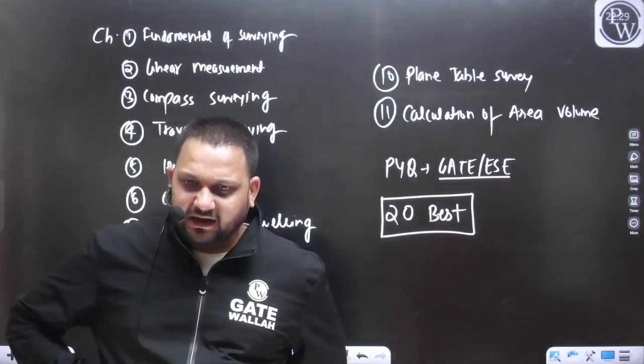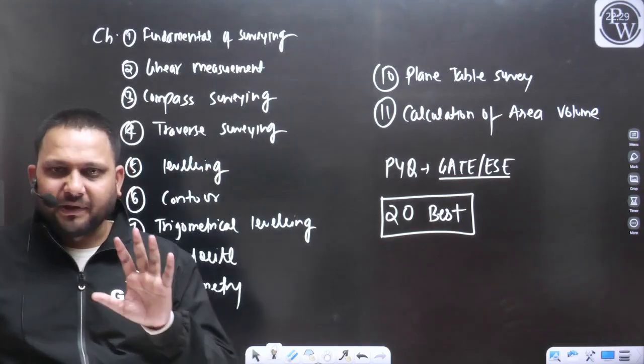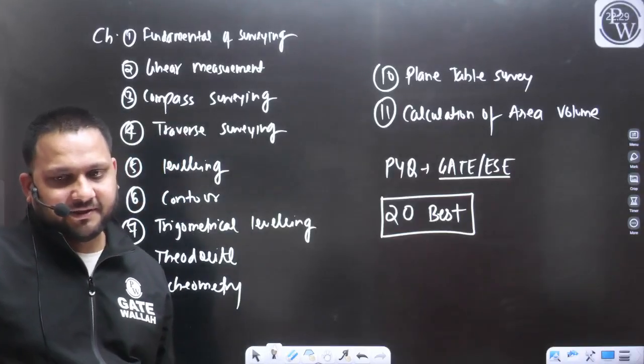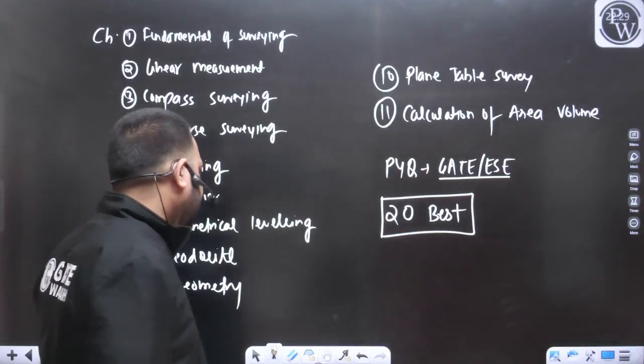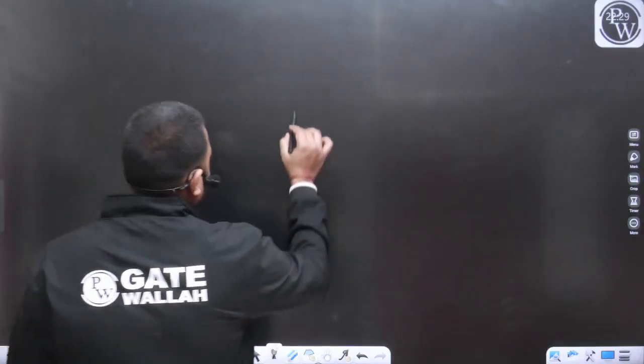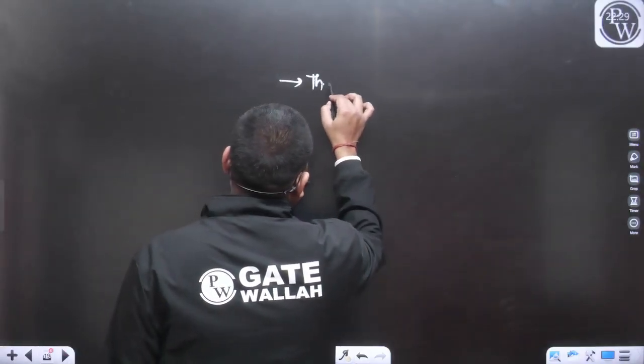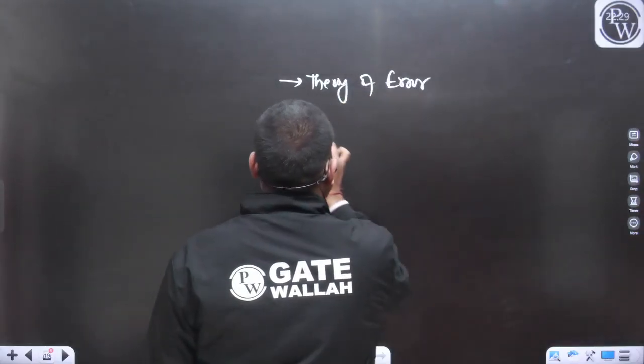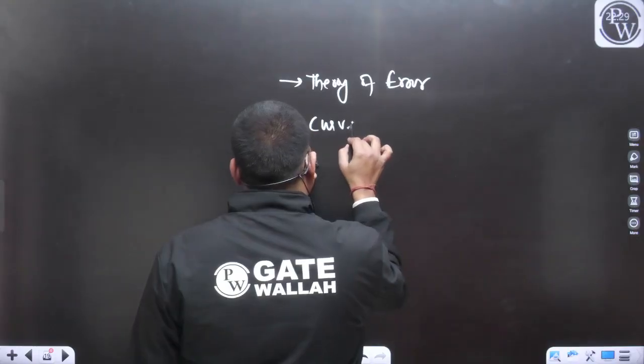Some topics are there. I am not saying we have completed the discussion for the surveying. So what are the remaining topics that you can also see? We will talk about the theory of error tomorrow. We will talk about the curves.